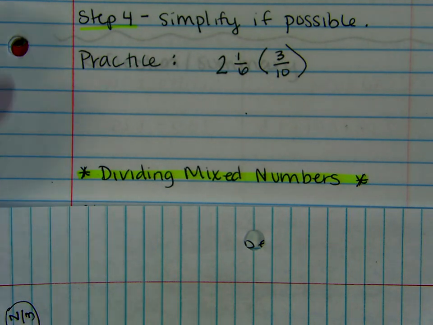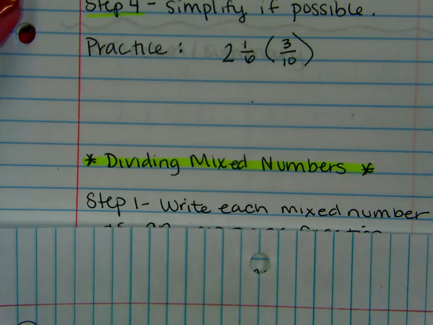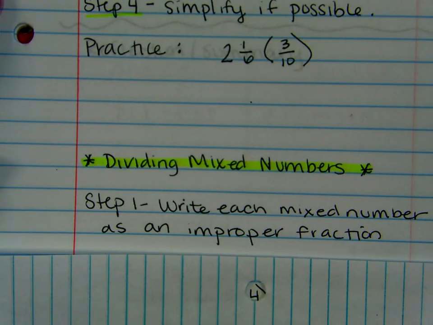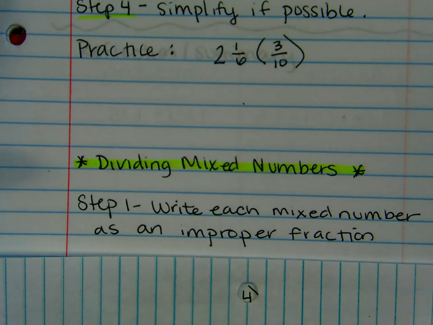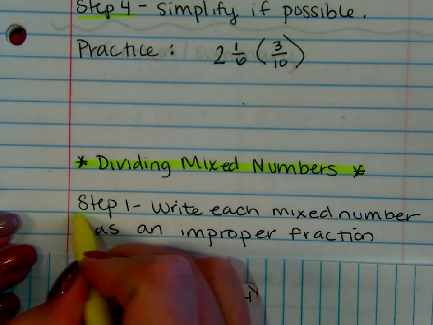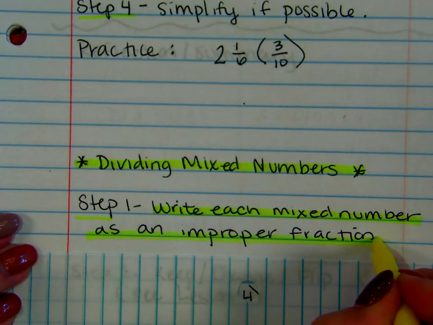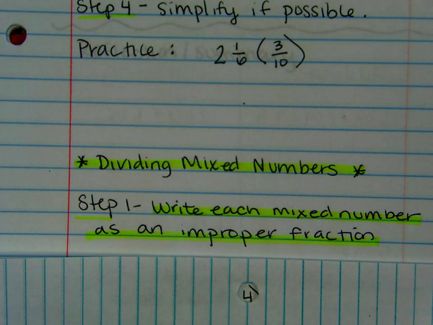Okay, here we go. So when we are multiplying, or in this case, dividing mixed numbers, we have the same step for this as well. We are going to go ahead and write each mixed number as an improper fraction. Same thing in all 3 areas. Always start out with our mixed numbers. When we add, subtract, multiply, divide, always start out by converting it into an improper fraction. You're going to get really good at doing that.